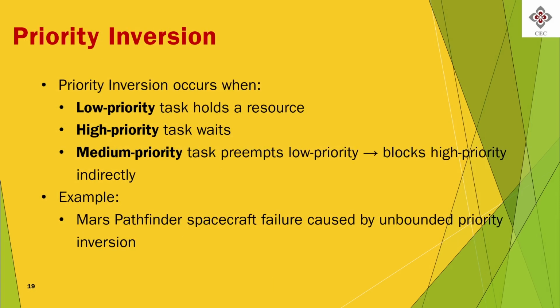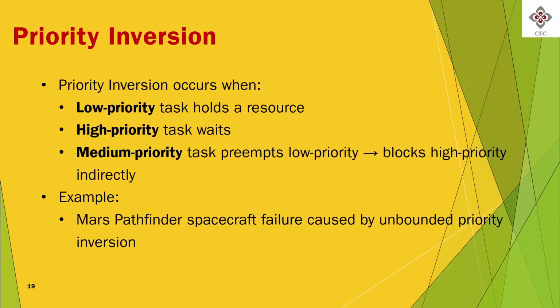The next is priority inversion. For example, there is the problem with the Mars Pathfinder spacecraft failure caused by unbounded priority inversion. It is about how a lower priority process holds a resource and is preempted by a medium priority process, whereas the resource is expected by a higher priority process.